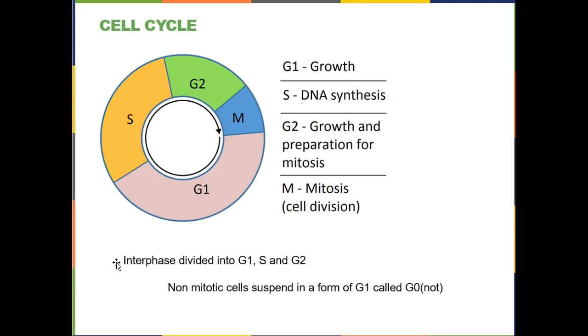So if a cell decides it is going to divide, it then enters S phase, which is the synthesis phase. That's when DNA is replicated. And then it goes through another gap phase before entering or committing to mitosis. Those cells that are not going to enter mitosis, certain cells like neurons and muscle cells, rarely or never enter mitosis. So they stay suspended in the form of G1 called G0.